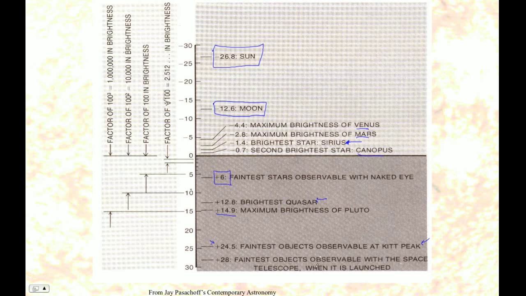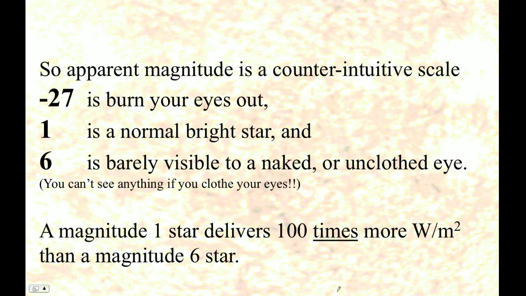And then I love this. This is from my book from the 70s or something like that, with the space telescope when it is launched. Okay, so just remember, -27 is going to burn your eyes out. 1 is kind of a normal bright star, and then 6 is something that's barely visible to a naked, or unclothed, eye. But then, of course, if you clothe your eyes, you can't see anything. And then just remember that a magnitude 1 star delivers 100 times more watts per meter than a magnitude 6, and a magnitude 11 star would be 100 times fainter than a magnitude 6.